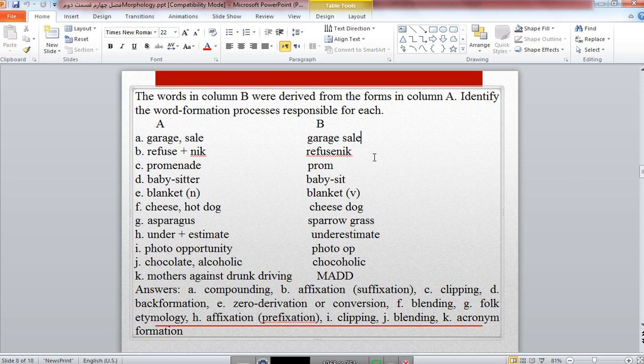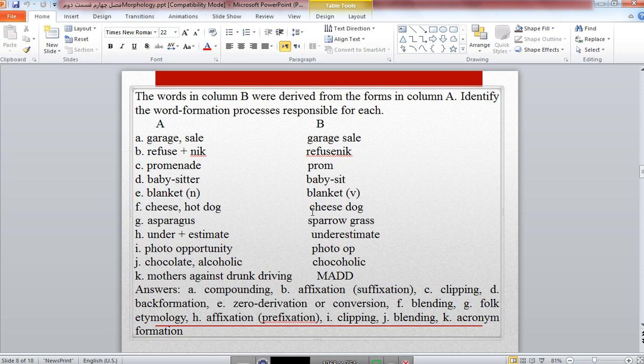Refusenik, again, nik is a kind of affixation, we call it affixation. Or promenade, you see prom, this is a kind of clipping, we shorten the word. Babysitter, babysit, this is a kind of back formation because we omit er here. Blanket, you see we just change the category of the word, so we call it zero derivation or conversion. Cheese and hot dog, cheeseburger, we call it blending because we blend two words together.